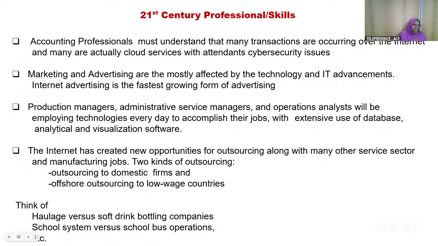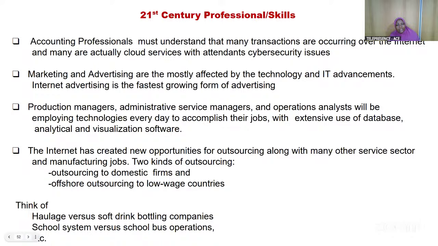Also, the 21st century marketing and advertising officer must know that internet advertising is the in thing now. Of course, there are billboards around, but most of the advertisement now goes over the net. So such advertising agents should be familiar with how to live life on the internet.